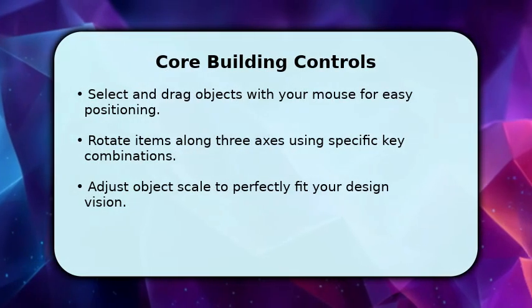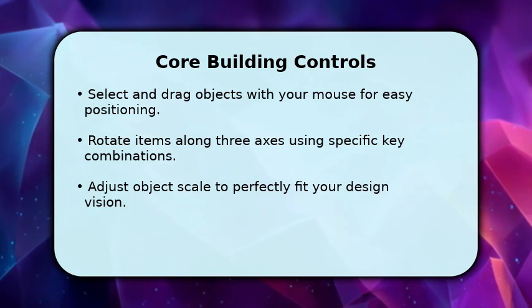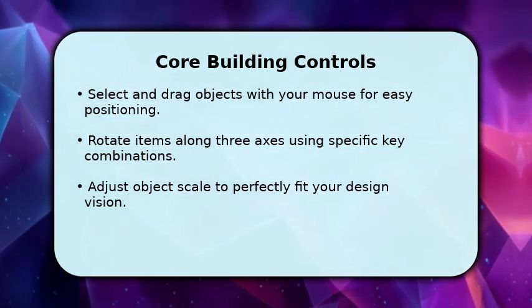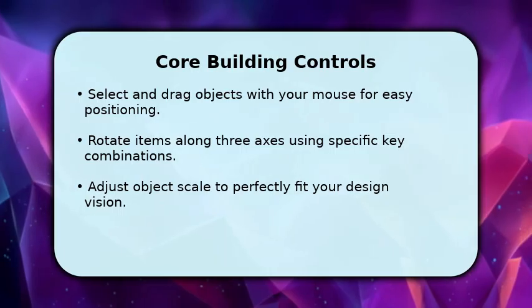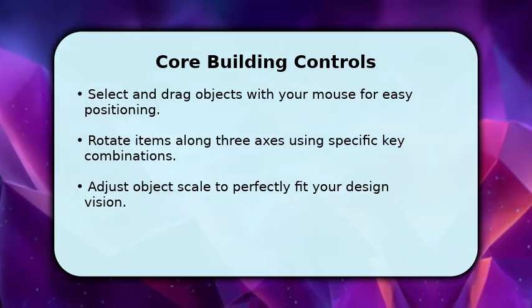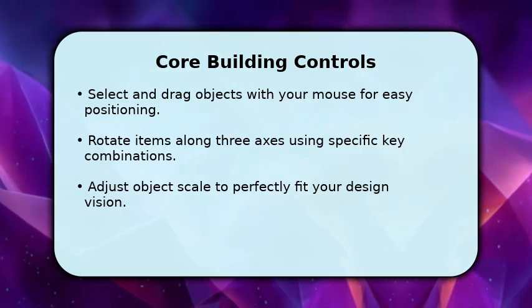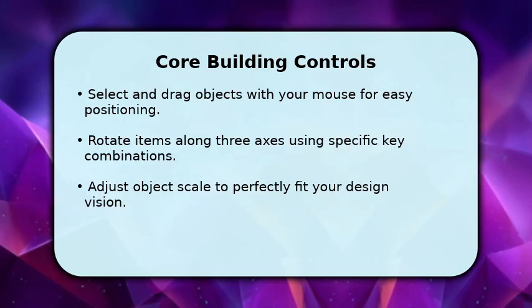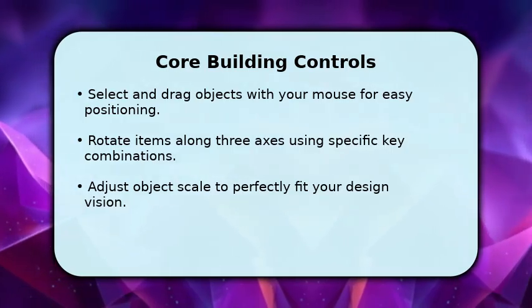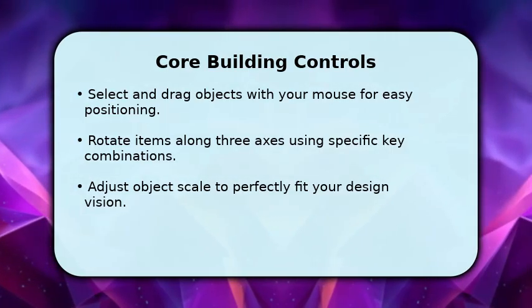Once in Builder Mode, mastering the core controls is key. You will use your mouse to select and move objects around your space. To achieve the perfect orientation, rotate items along their X, Y, and Z axes using designated key presses. Furthermore, you can precisely adjust an object's size, making it larger or smaller to suit your creative needs.